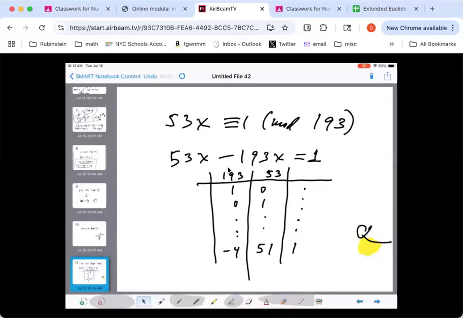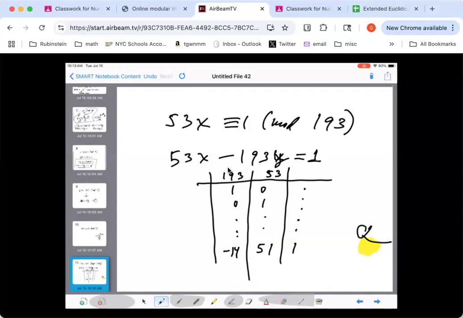Professor, I have a question. I don't know why 193 is x, not y. Is it not supposed to be 53x minus 1? Oh, thank you very much. That was supposed to be y. And so here I am at the answer. It's actually minus 14, 51. And I'm happy.